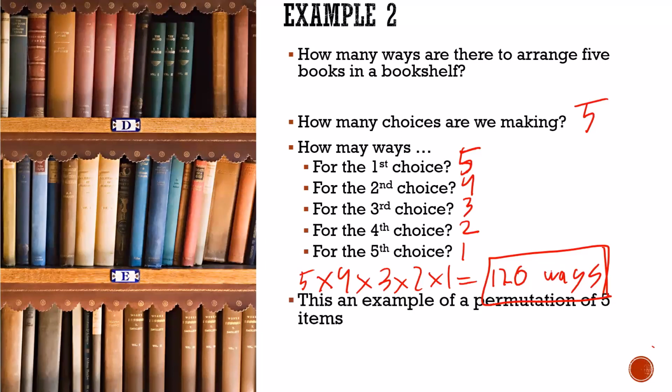We call this a permutation of 5 items because we have 5 items. In this case they're books, but they could be anything. Mathematically, it doesn't matter, and you're assigning some order to those 5.